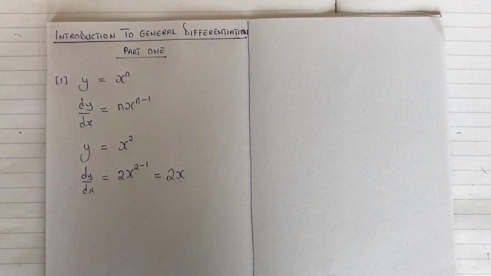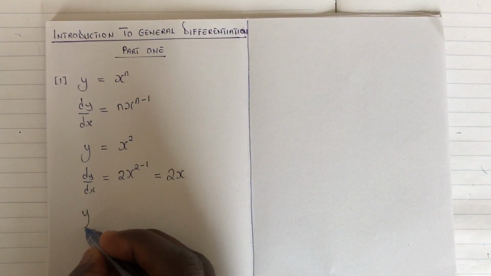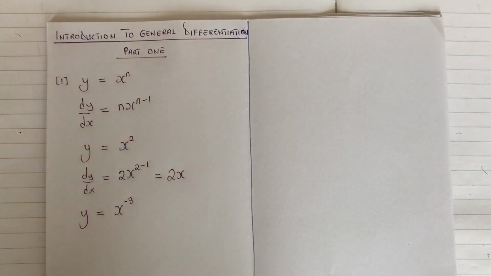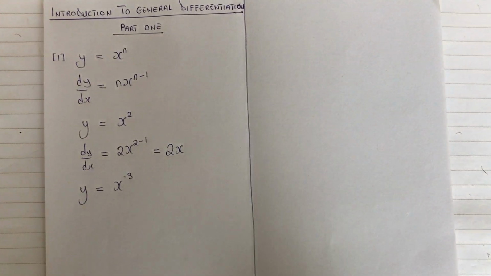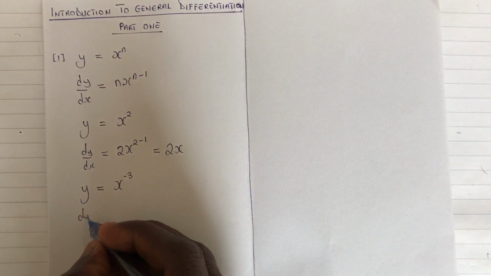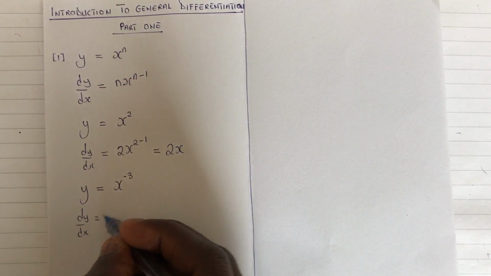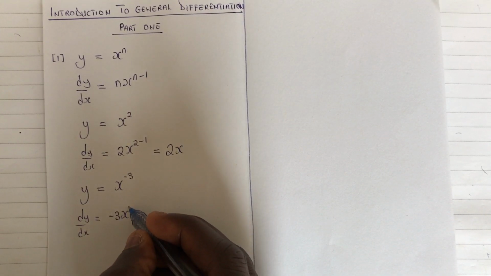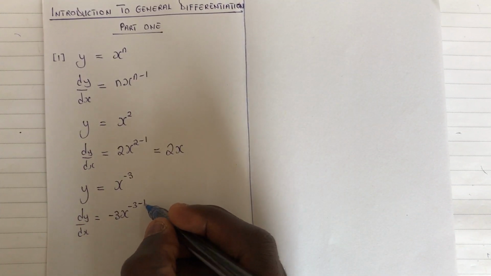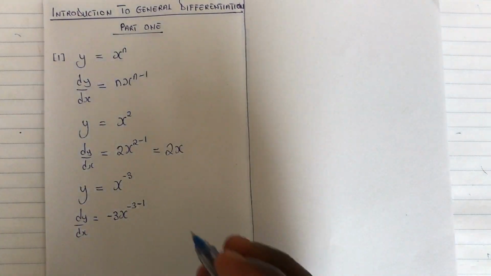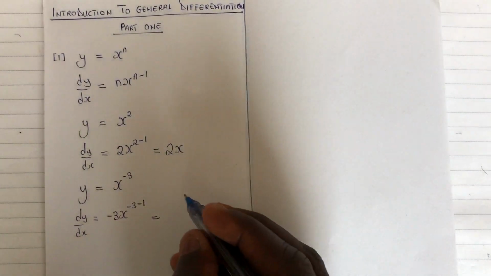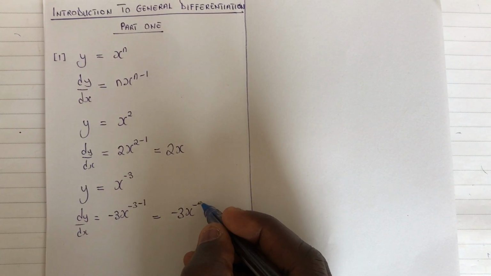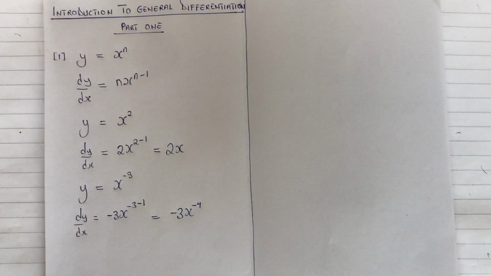Let's take the next example. Let's assume we have y equals x raised to the power negative 3. Applying the same rule, dy/dx is, use the exponent to multiply, minus 3 x raised to the power minus 3 minus 1. Reduce the power by 1. This result gives us minus 3 x raised to the power minus 4, and that is your final answer.